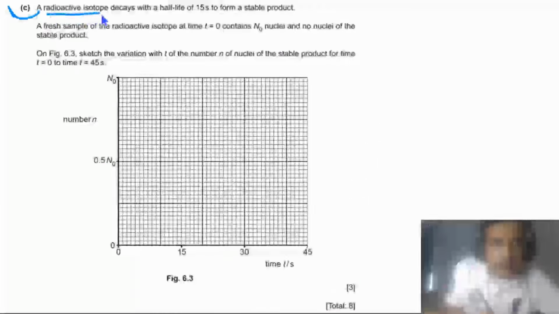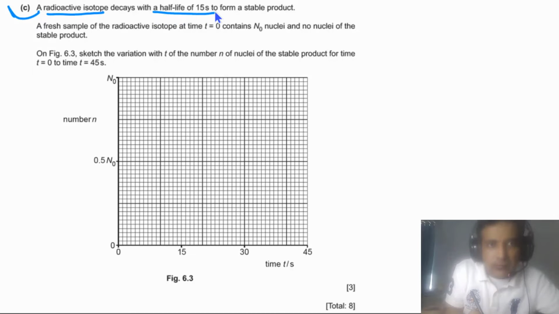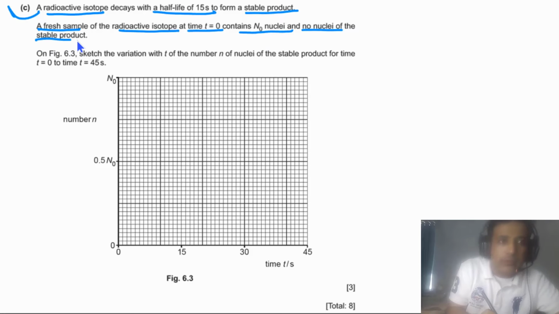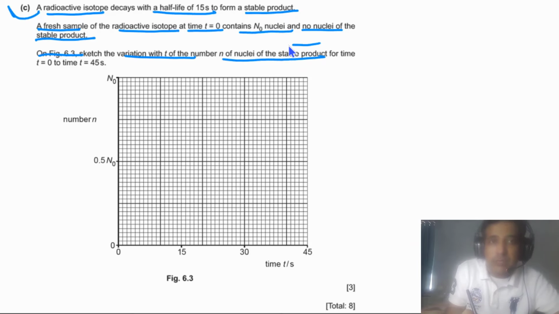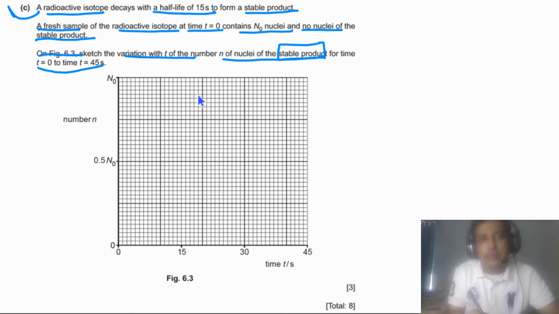Part C says a radioactive isotope decays with a half-life of 15 seconds to form a stable product. A fresh sample of the radioactive isotope at time t equals 0 contains n naught nuclei and no nuclei of the stable product. On figure 6.3, sketch the variation with time t of the number n of nuclei of the stable product for t equals 0 to t equals 45 seconds. The half-life is 15 seconds, and we need to sketch from t equals 0 to t equals 45 seconds.